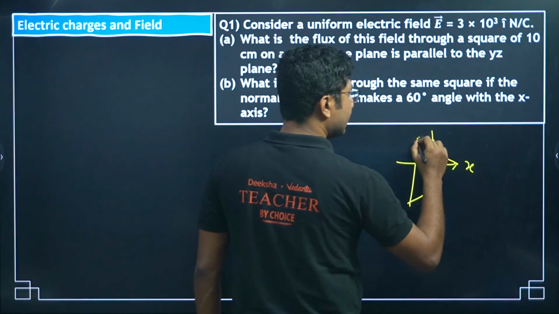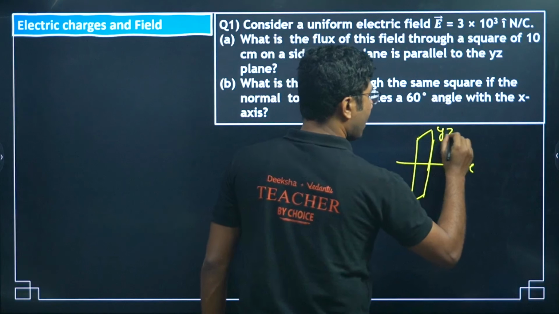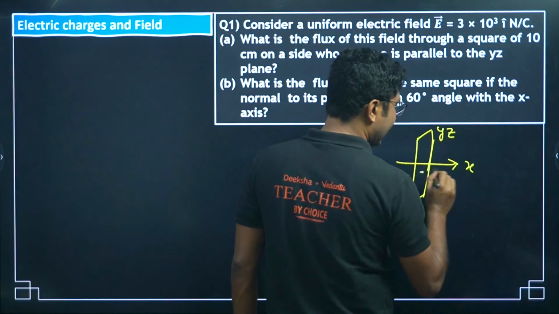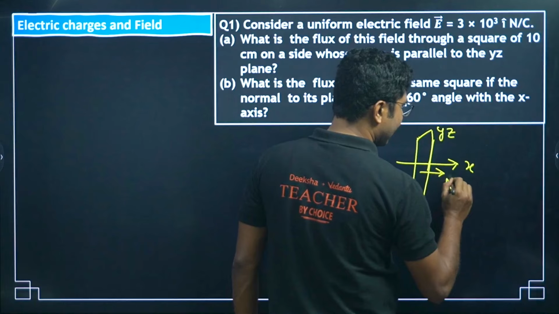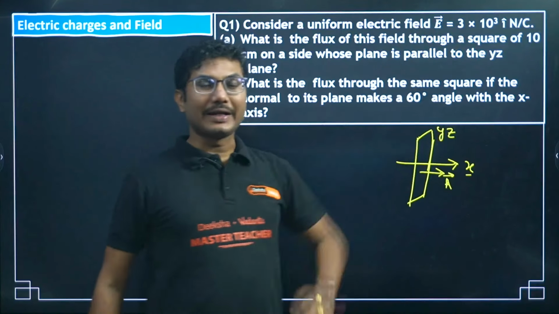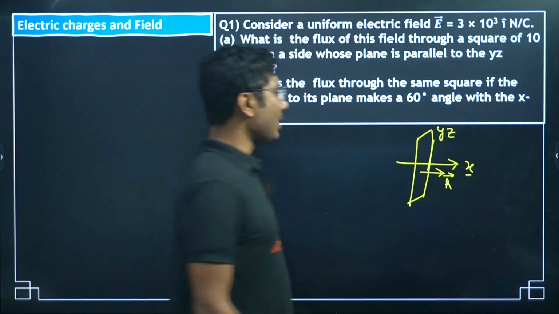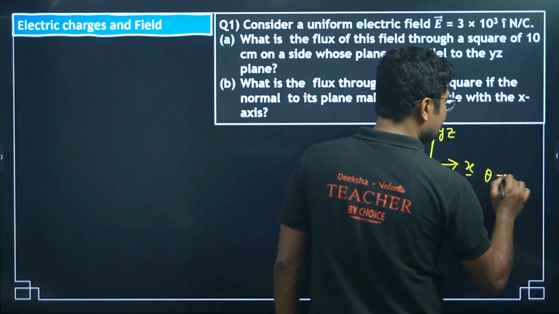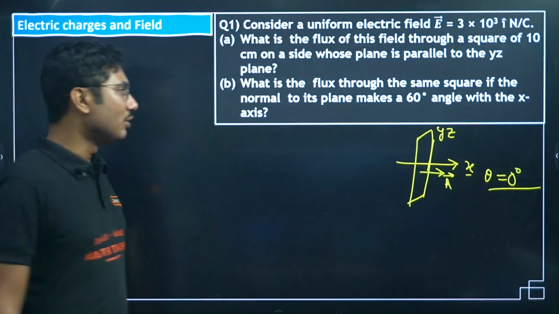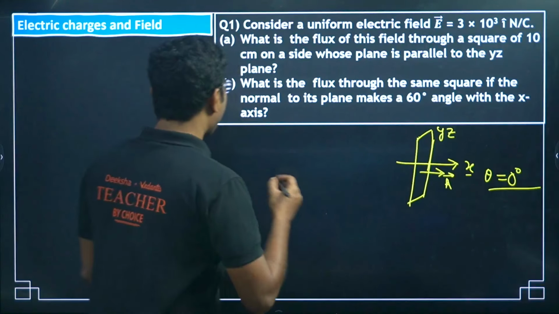So this is a YZ plane. Now the area vector of this plane is again in the same direction as the x-axis. So area vector and E vector both are in the same direction. So angle between them is 0 degree. So what is electric flux?